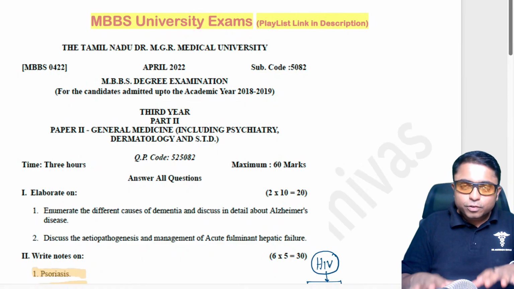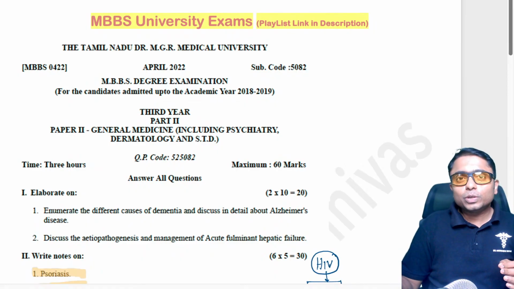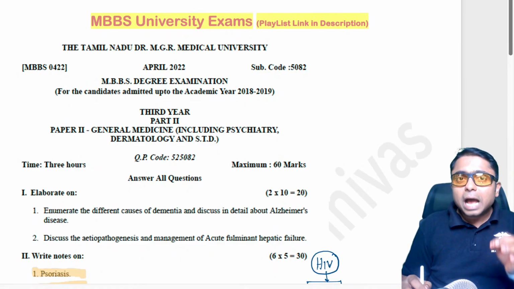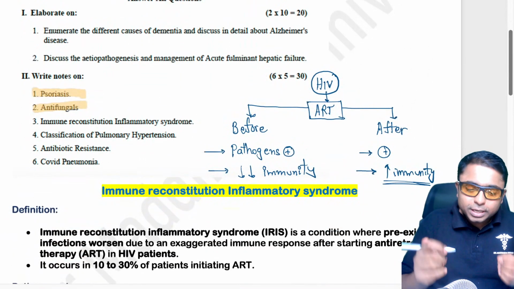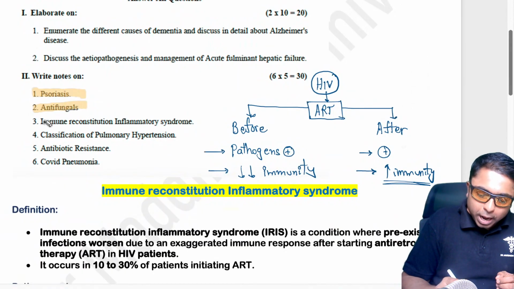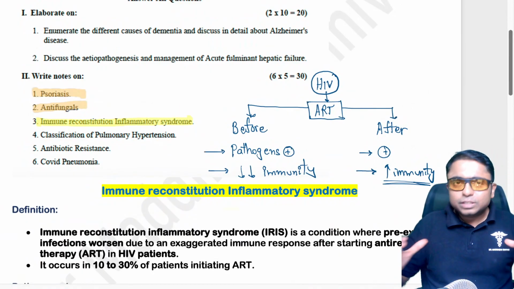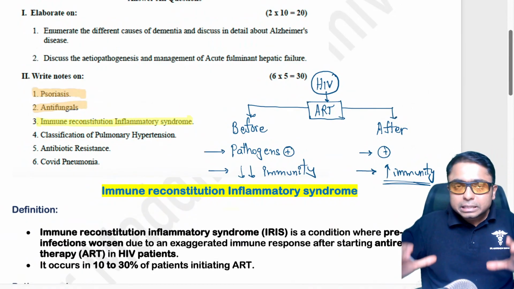So in this video we are going to cover an important theory question: IRIS, which stands for Immune Reconstitution Inflammatory Syndrome. So what is this IRIS? What is the concept? To understand this, first you should understand what is the scenario here.